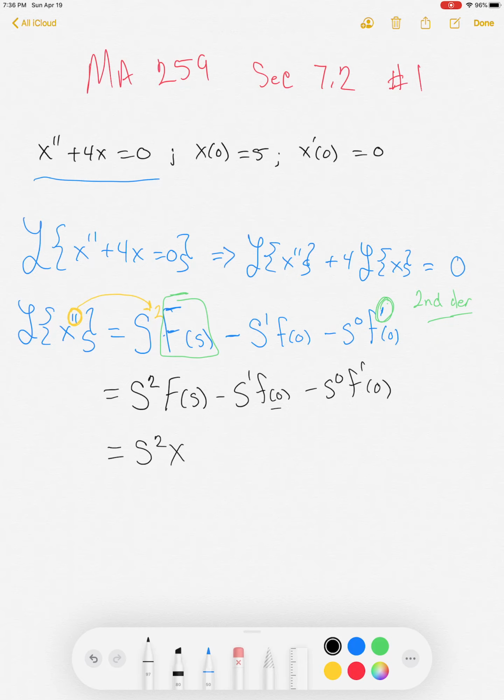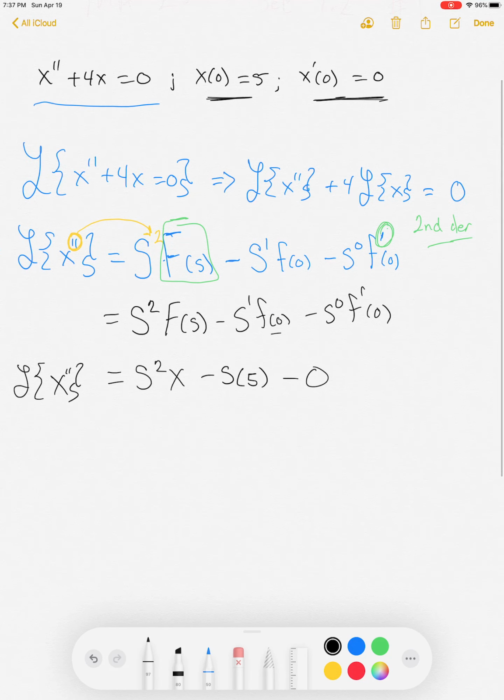So now I have s squared times x minus s to the first times f of 0. Well, f of 0 is x of 0, which is 5, so times 5, minus s of 0 is 1, so 1, minus f prime of 0, and f prime of 0 is 0, so I write 0. So this is what my Laplace transform of the second derivative gets me.